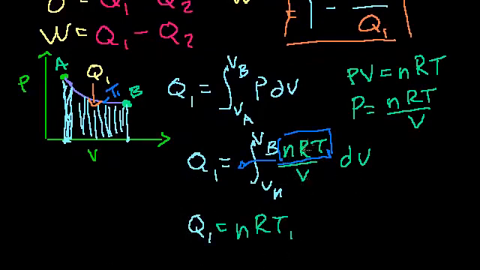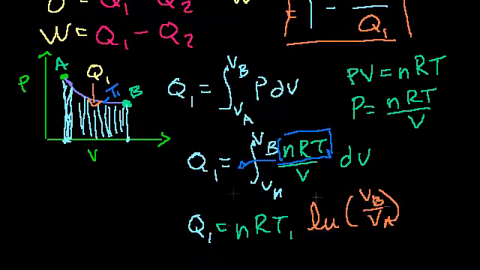All we have left in the integral is 1 over v. The antiderivative of that is natural log, and then you evaluate it at the two boundaries. So you get the natural log of VB minus VA, which is the same thing as the natural log of VB over VA. Fair enough. This right here is Q1. All right, now what is Q2?